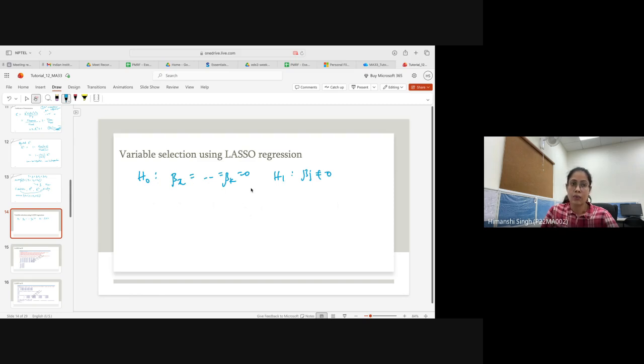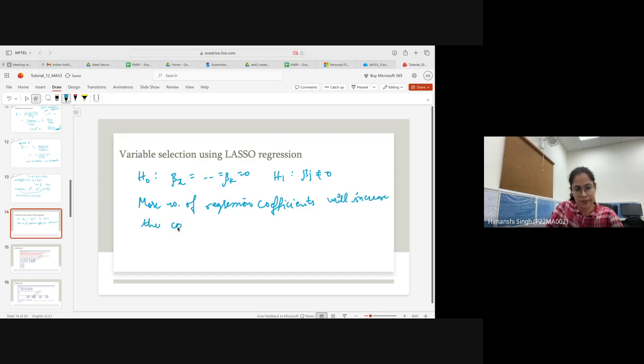Now if I have more beta j's, then the calculations and all those things become very complex. A larger number of regression coefficients will increase the complexity.